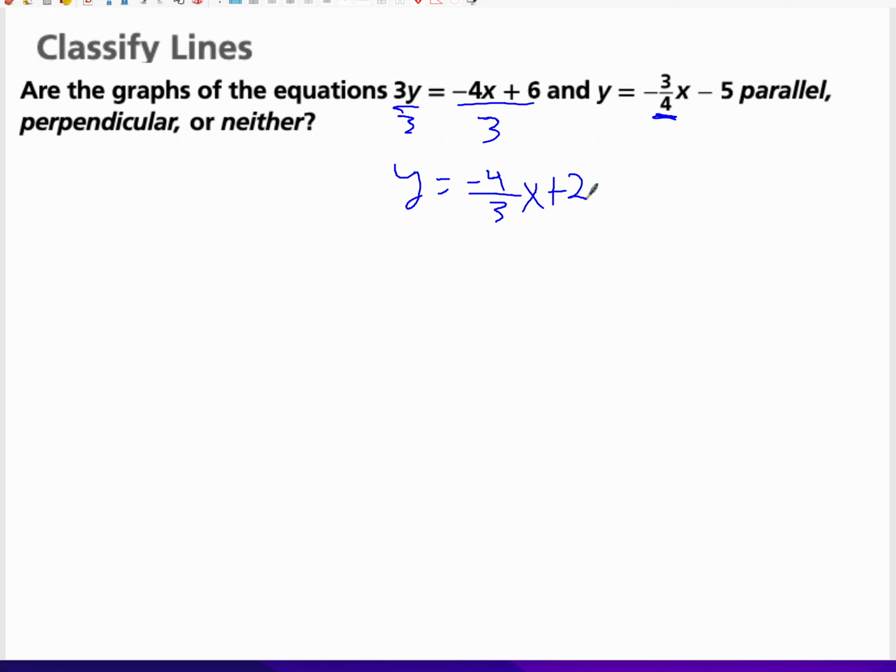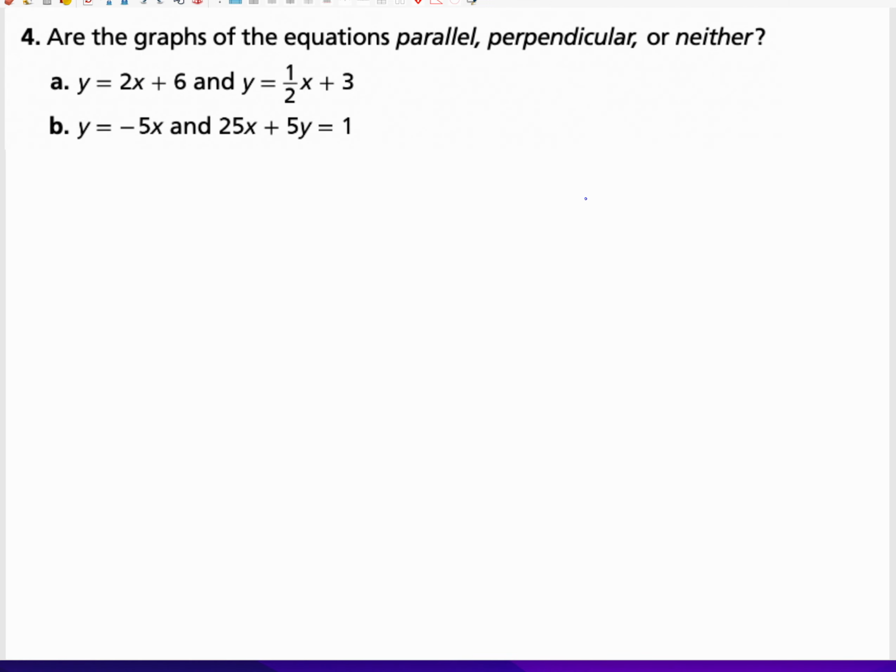So parallel, perpendicular, or neither? Neither, okay? Because negative 4/3 is not the same as negative 3/4, so they're not parallel. And they're not opposite reciprocals. They're reciprocals, but they're not opposite reciprocals. So they're both going to be going negative, so they can't be perpendicular. So this one is neither. Okay? So that's not too bad. I mean, you gotta kind of think about both lines.